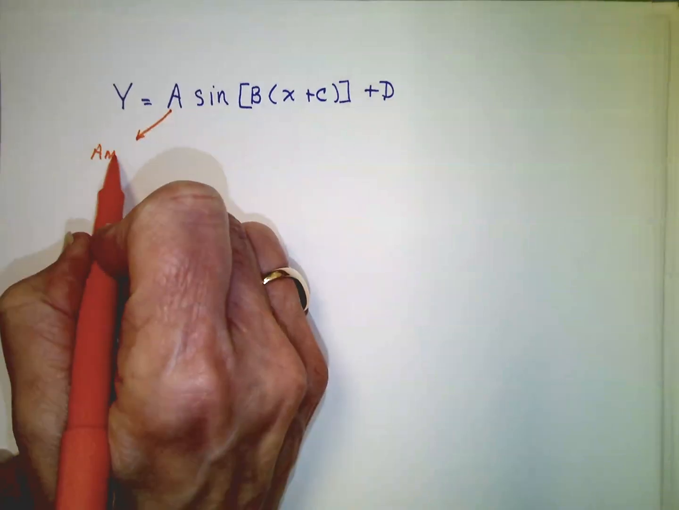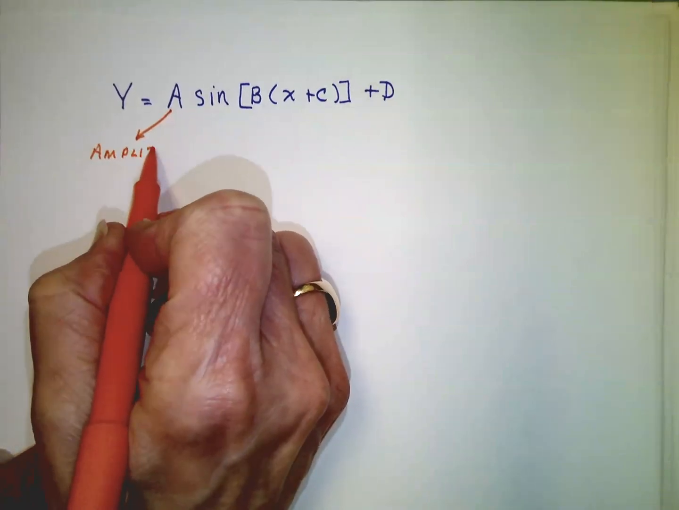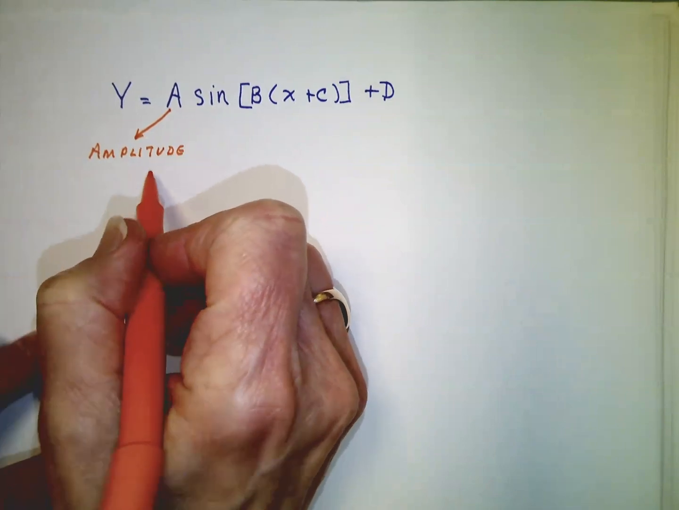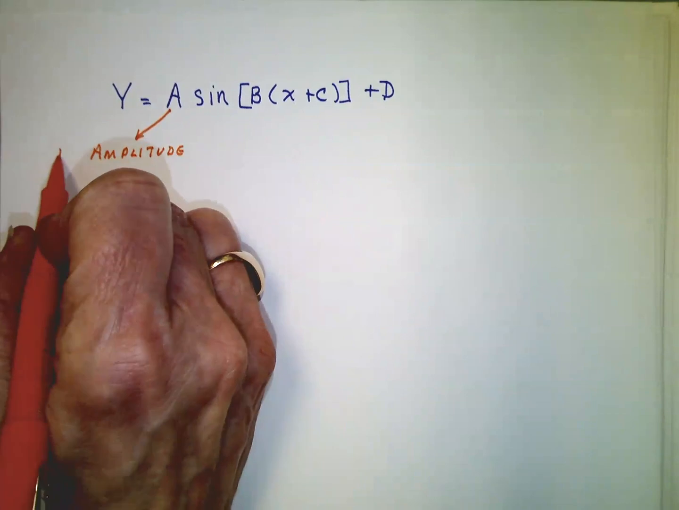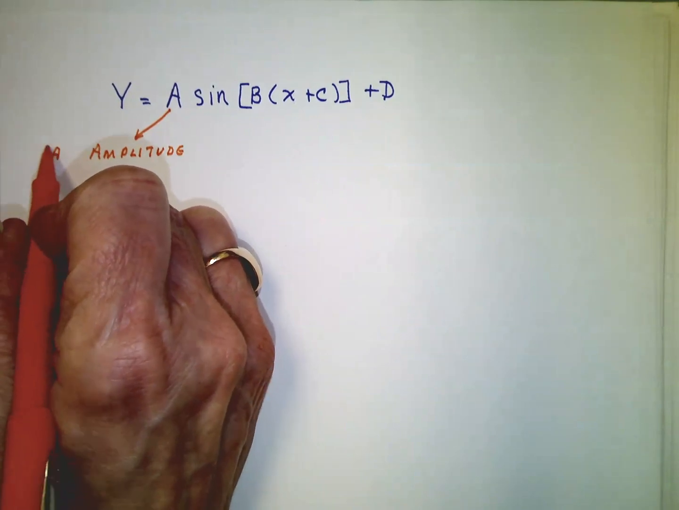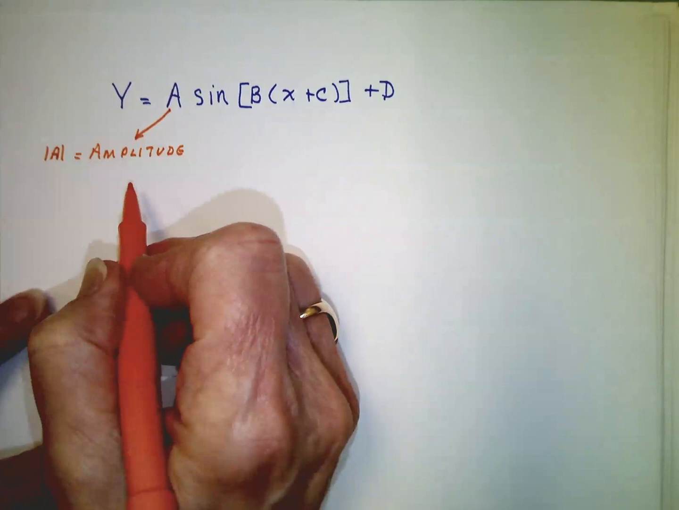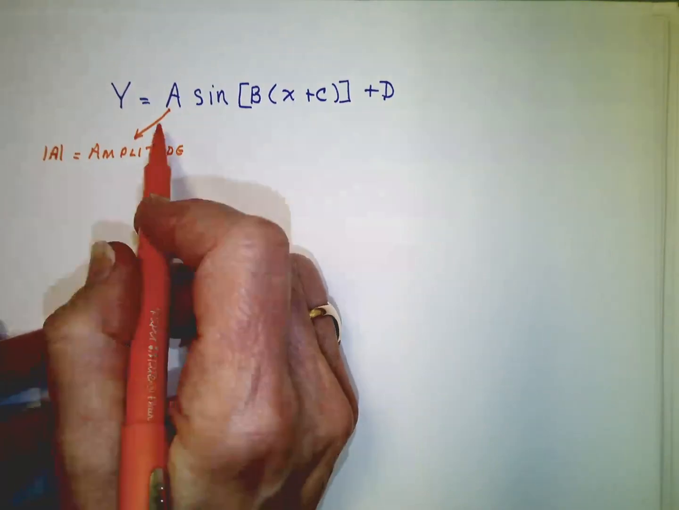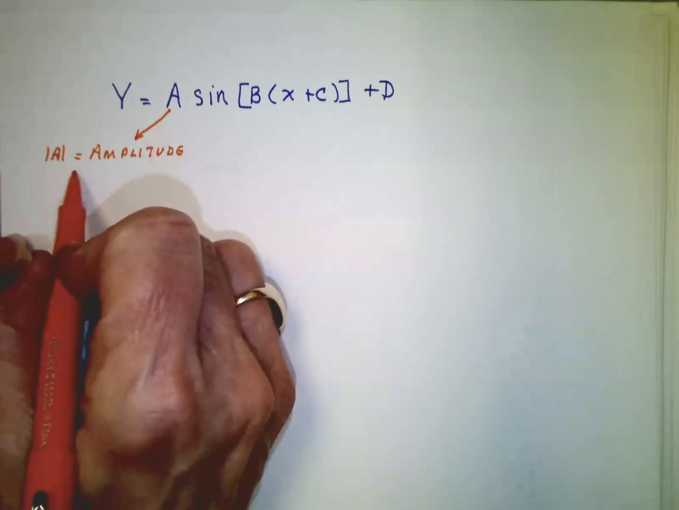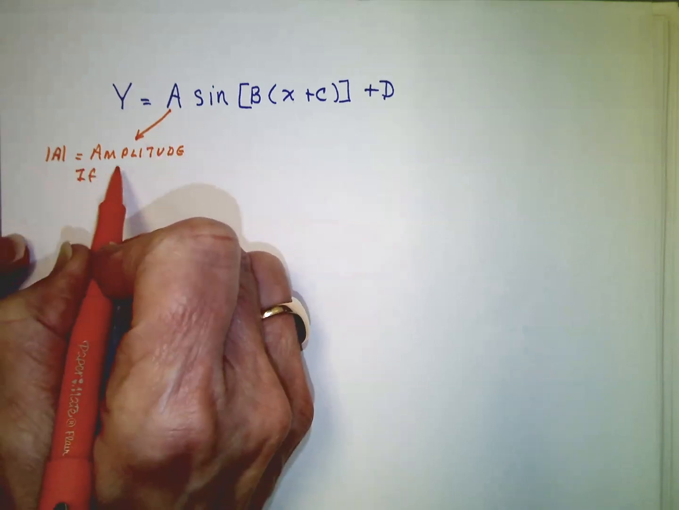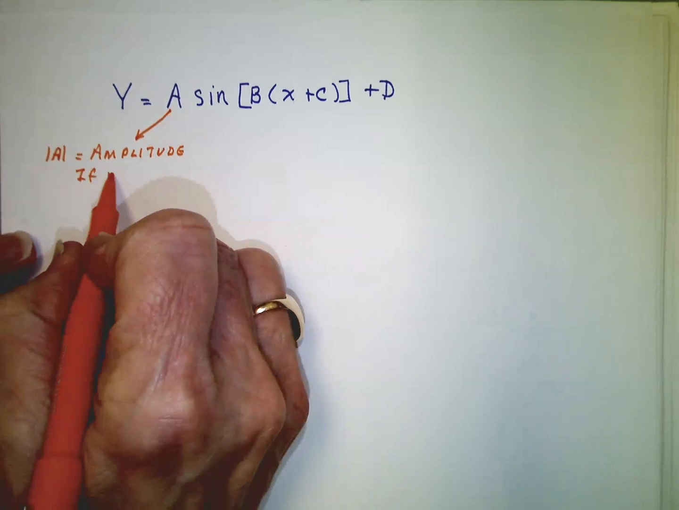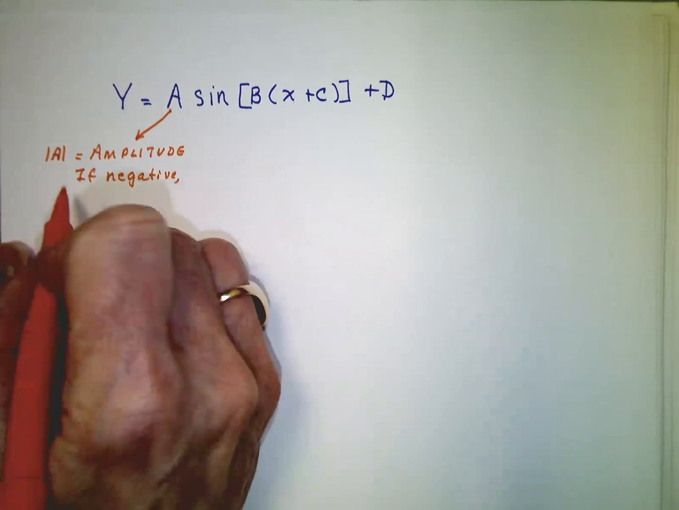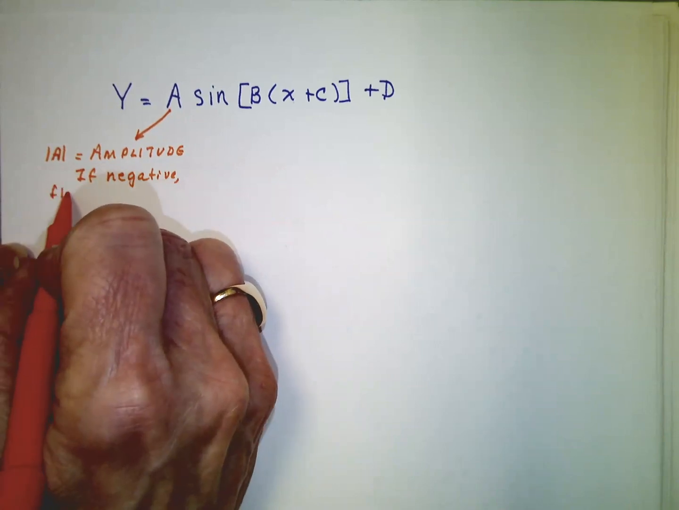So this first A here, that starts with an A. This represents the amplitude. The vertical stretch factor, and actually the absolute value of A equals the amplitude. We don't have a -3 amplitude. The negative out front just tells you there was a vertical flip. So if this multiplier out front is negative, we know we have a flip across the x-axis.